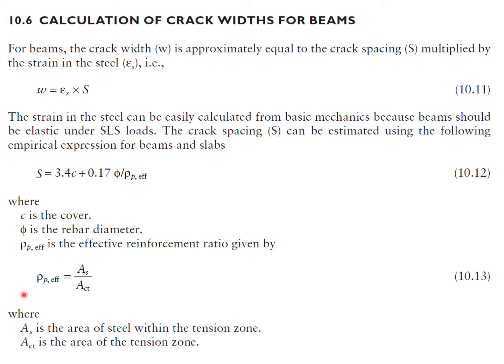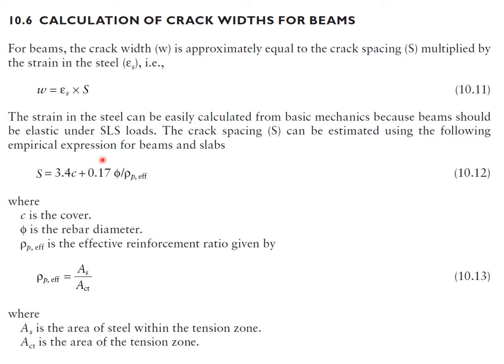The first step is to calculate the strain in the steel in the rebar, and that's carried out at working loads, and we multiply the strain in the steel by the crack spacing. And the crack spacing is derived using an empirical expression that comes from Eurocode 2 that says that the crack spacing is 3.4 times the cover plus 0.17 times the rebar diameter divided by the reinforcement ratio.